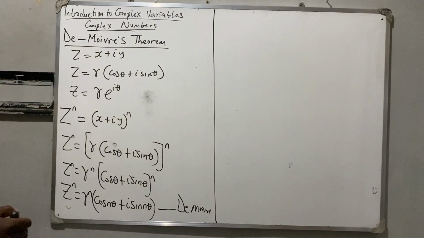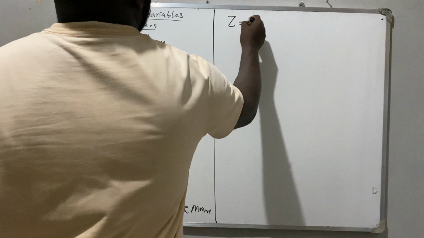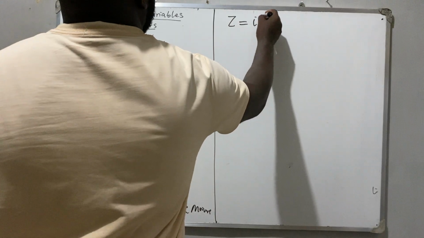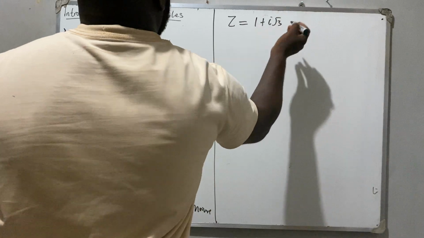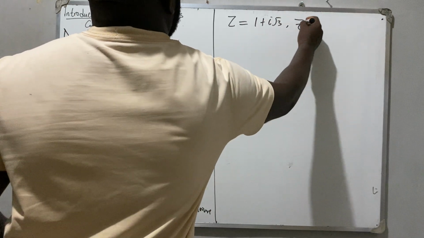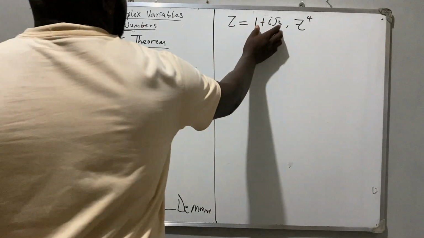So this is what we call the De Moivre theorem. I'll give you an example of that. Remember in the last video we solved z is equal to maybe 1 plus i root 3. And then maybe they say you should find z raised to power 4, for example. So the easiest thing is to convert this into polar form.